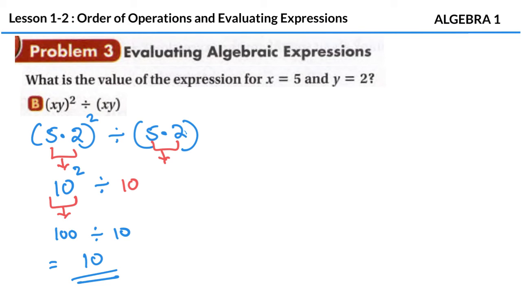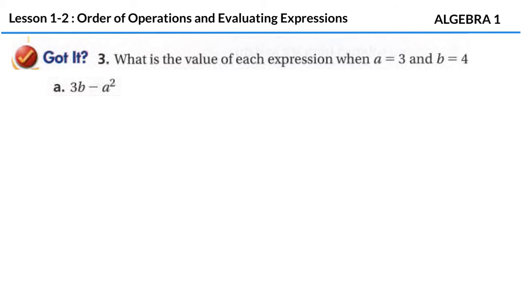And now let's see whether you got it or not. What is the value of each expression when a is equal to 3 and b is equal to 4? So the value of a is 3 and the value of b is 4. Let's replace it. 3b will be 3 times 4, minus a squared will be 3 squared, because the value of a is 3.